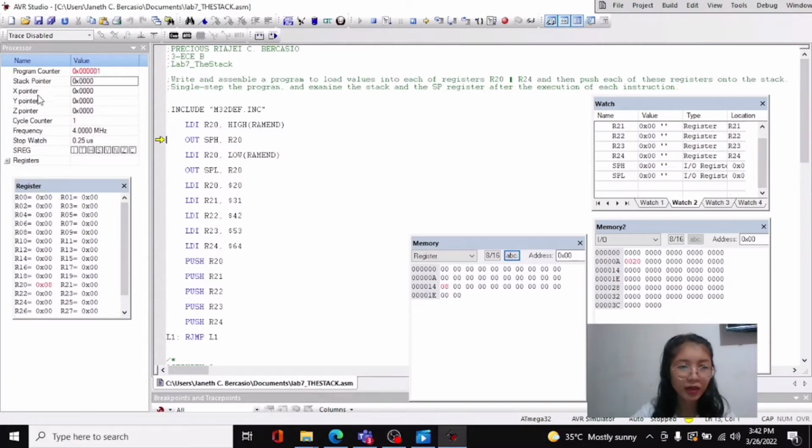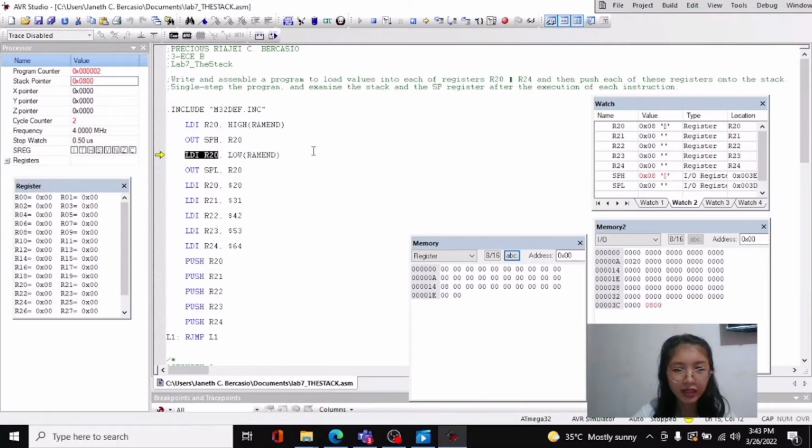Okay, so our stack pointer here is still 0, and our R20 became 08 hex. In this line, we see that the value of R20 is written to the high RAMEND here in the SPH, and our stack pointer is also equivalent to what is stored in R20.